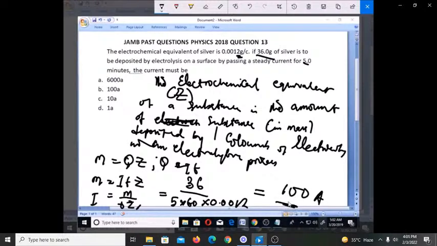And that is the final answer, B. This is B, 100 amperes. This is A, 600 amperes. This is 10 amperes. The A is in capital letter. So the right option is 100 amperes, because when you cancel out, you're going to have 100 amperes. And that is the answer to this problem. Thank you.